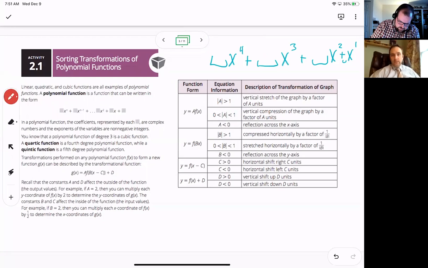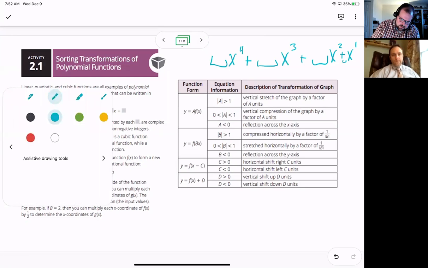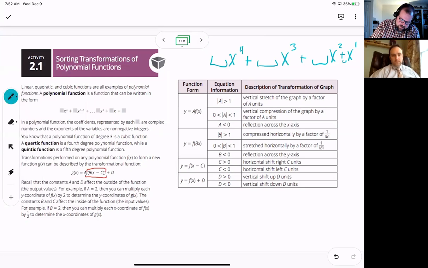So they tell us what they all do. There's this stuff that is the inside of this function, and anything on the inside affects the x. I think we talked about that a little bit in previous videos. And if we're multiplying that function by a, or we're adding d to that function, we're affecting the function value. In other words, the y value itself, the output.